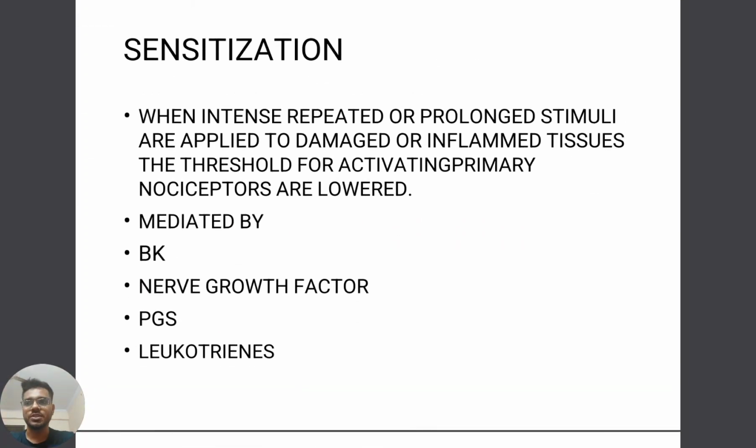Now the sensitization. When intense, repeated or prolonged stimuli are applied to damaged or inflamed tissues, the threshold for activating the primary nociceptors is lowered. Means if we give any stimulus repeatedly to an inflamed or damaged tissue, then the next response that produces pain will be felt at a lower threshold, which can be mediated by bradykinin, nerve growth factor, prostaglandins and leukotrienes.